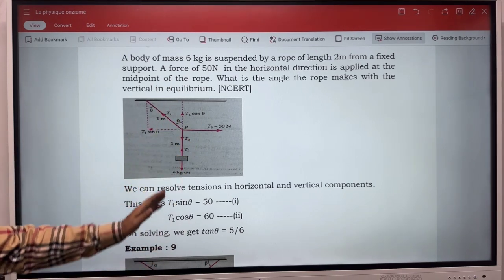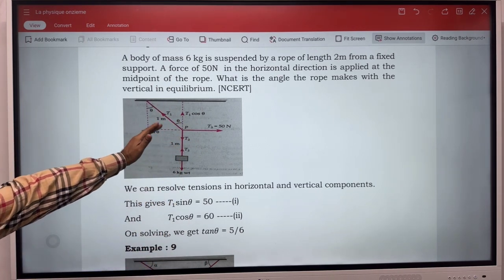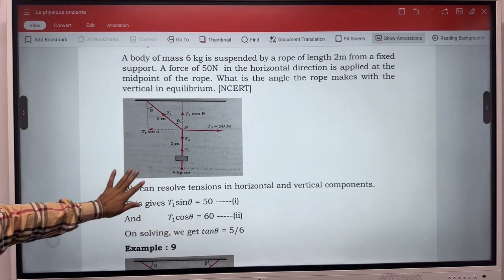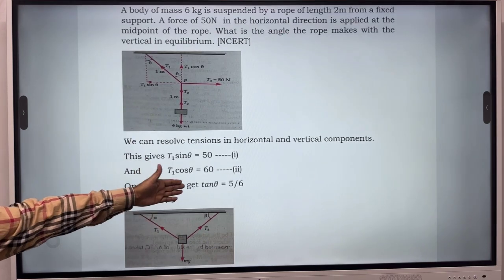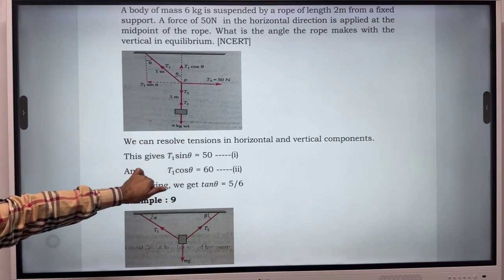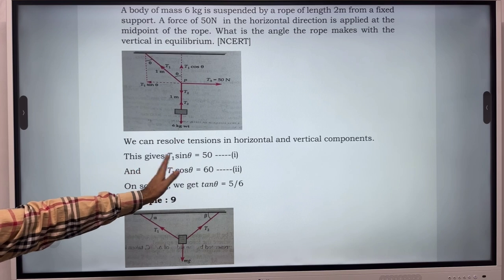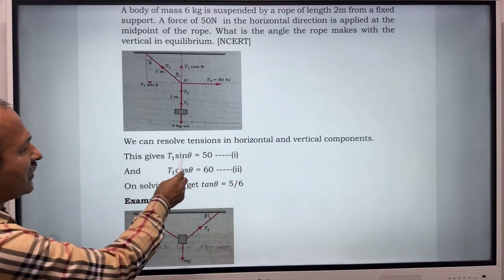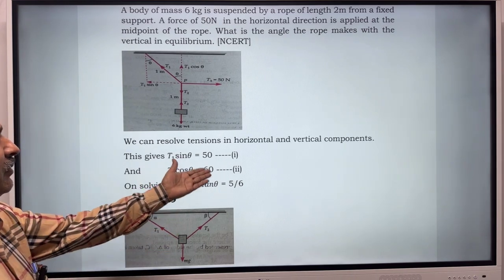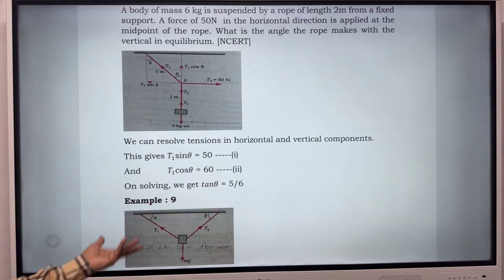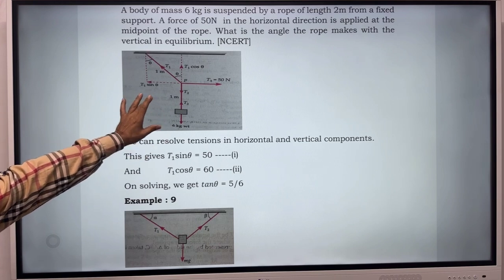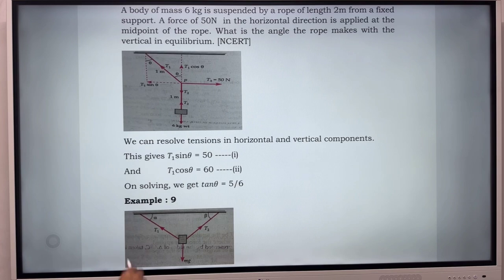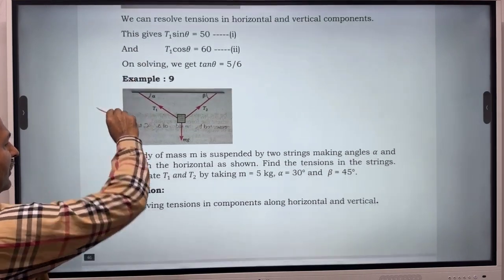Since point is in equilibrium, so you can say that T1 sin theta is equal to 50 and T1 cos theta equal to 60, and then you can solve it. If you need theta, you can easily get it. For getting theta, what I have done, I have evaluated tension. But after that, if you don't need tension, in that case, just divide these two. So sine theta upon cos theta will be 5 by 6, then theta equal to tan inverse 5 by 6. That will be your simple answer. But in some questions, you will also get that you have to evaluate tension. So you can easily do that. So there is no problem.